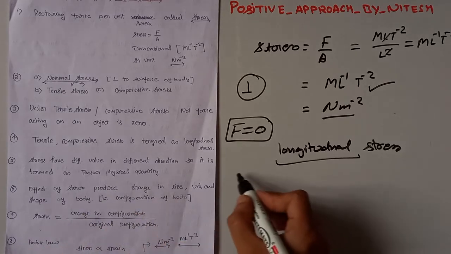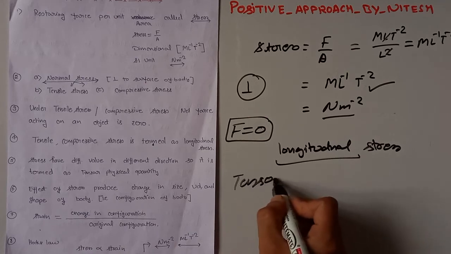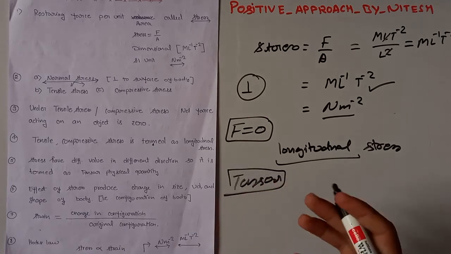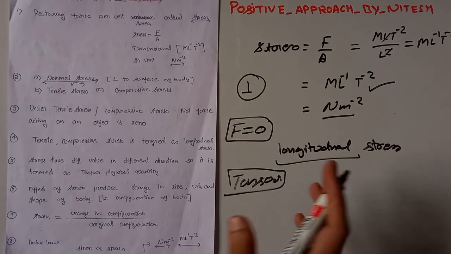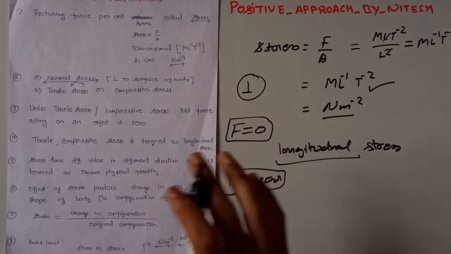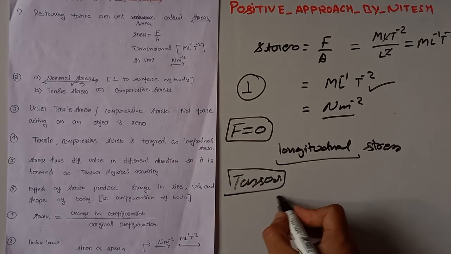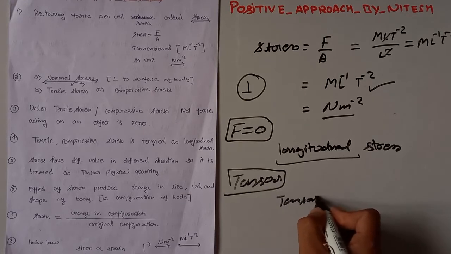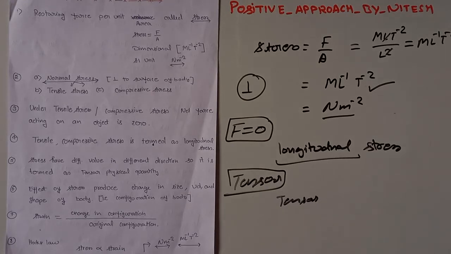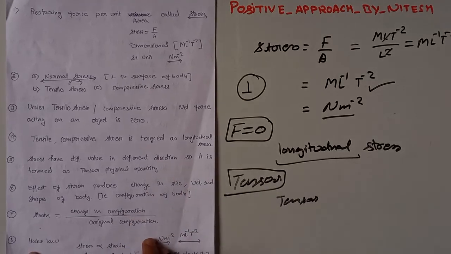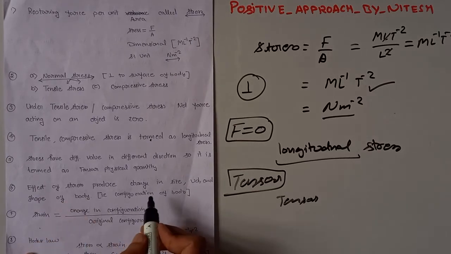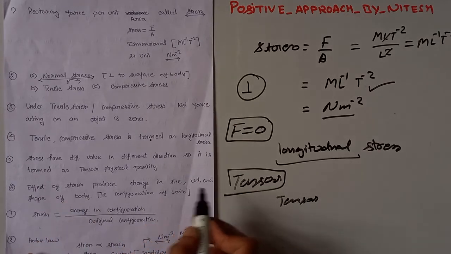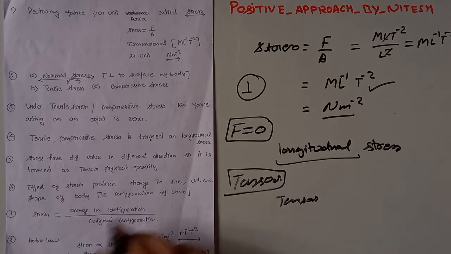We know that tensors are those physical quantities which have different values in different directions. So stress has different values in different directions, so stress is a tensor physical quantity. Our next key point is: the effect of stress produces change in size, volume and shape of the body, that is the configuration of the body.